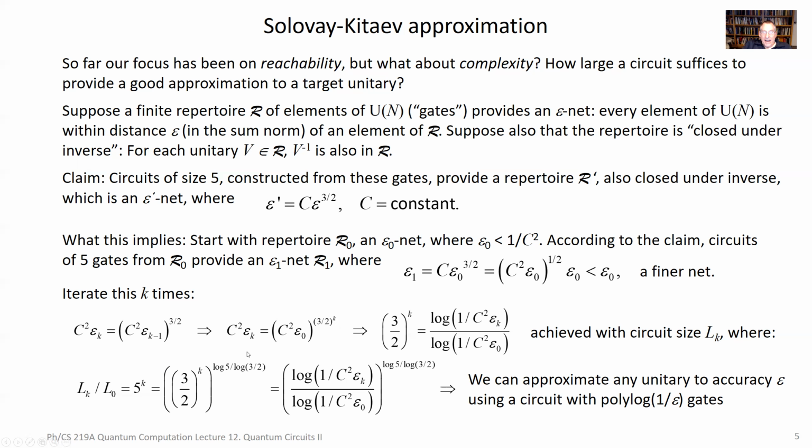So the error that I have after applying this recursive procedure altogether k times is doubly exponentially small in k, okay? Because I have this small number here, less than 1, and it's getting raised to a power which is exponential in k. That's really the key point. The error is getting doubly exponentially small in k.